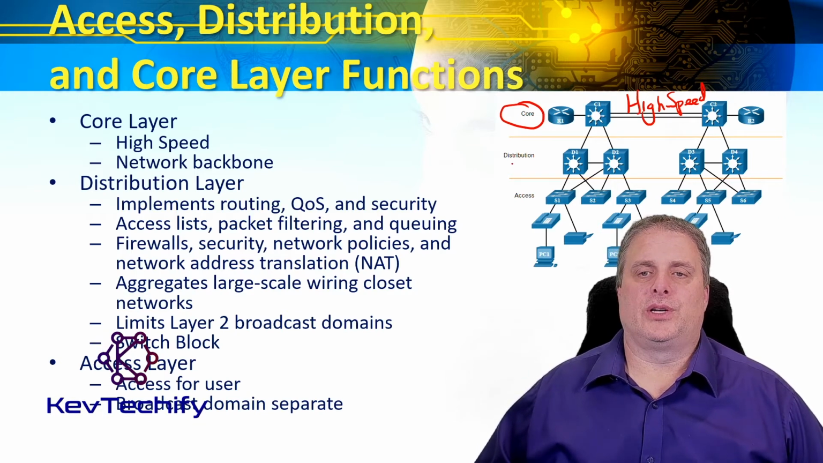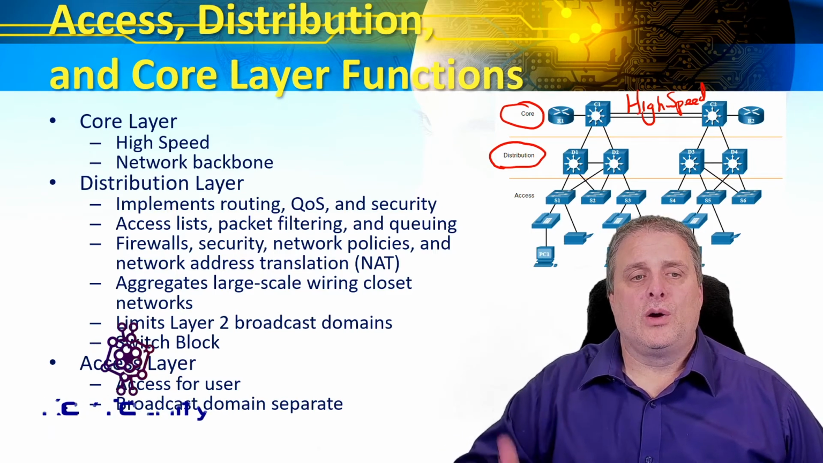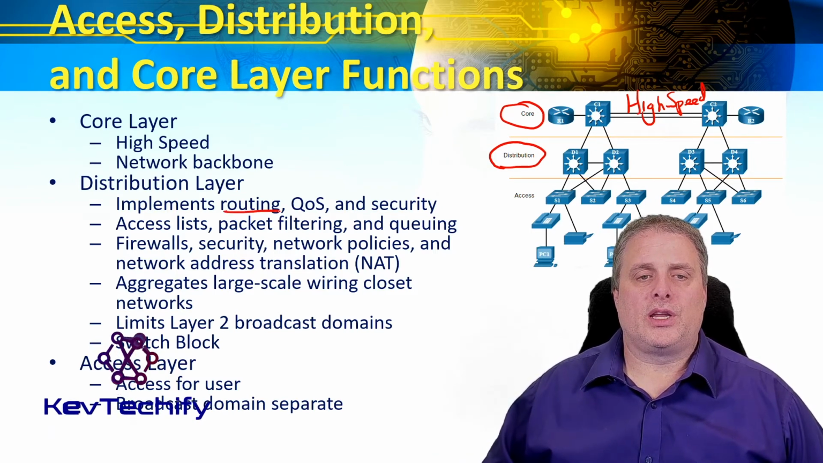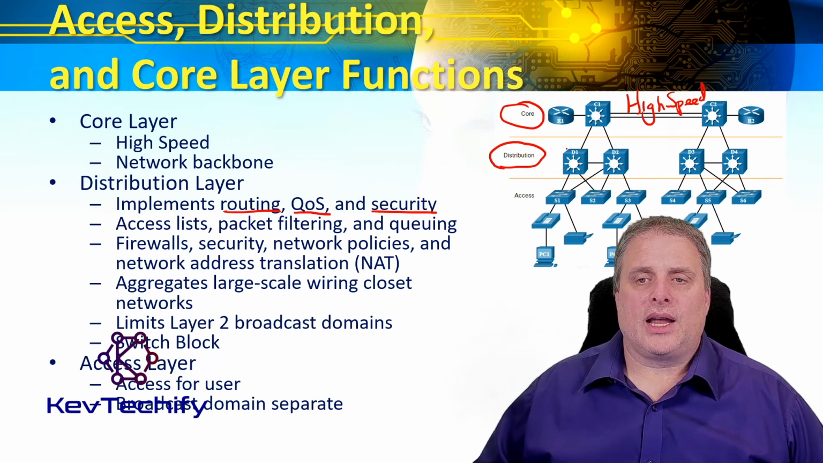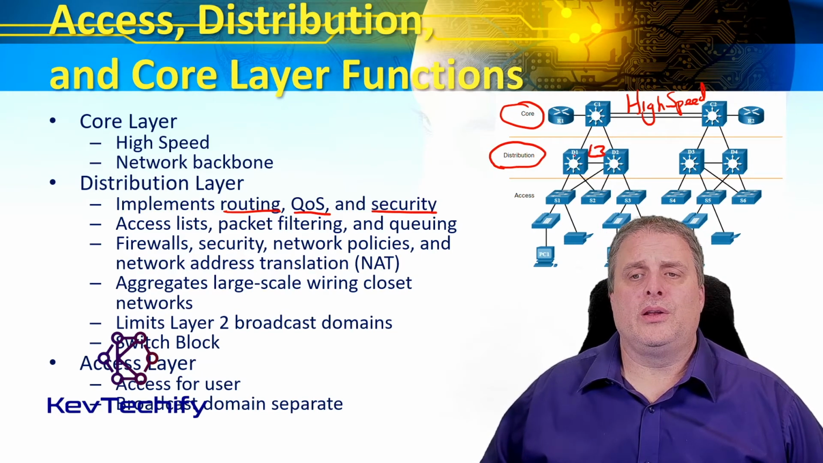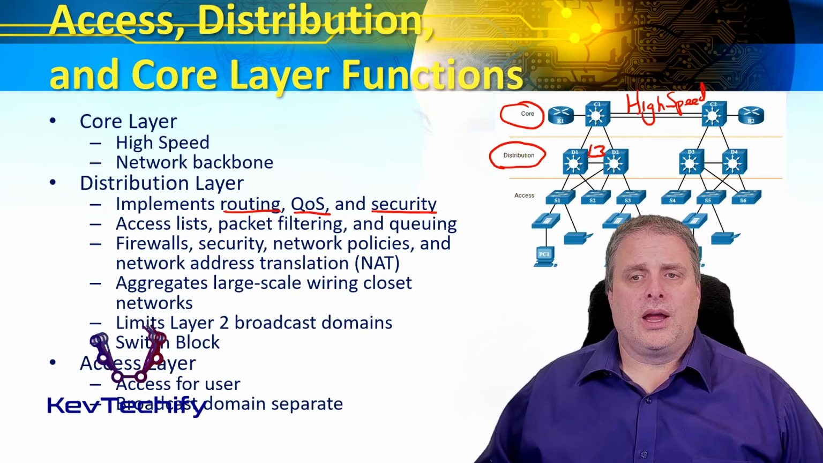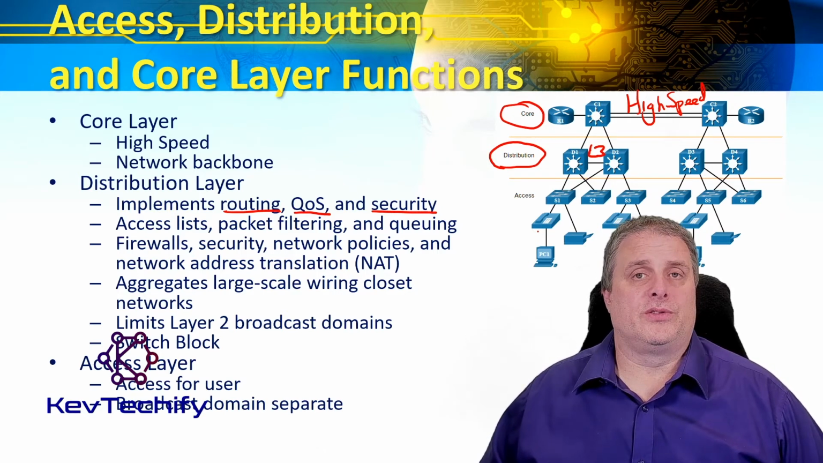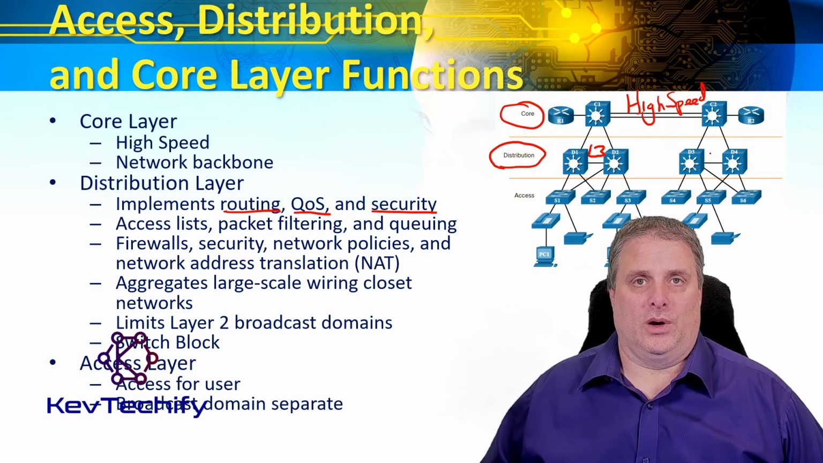Then we have our distribution layer. Our distribution layer is where a lot of the processing happens. Here at the distribution layer, we can implement routing, we can implement QoS, and we can put security in there. These are layer 3 switches, and we can do the routing. We get VLANs. There's lots of VLANs typically in our network. Here at layer 3 is where we route between those VLANs. We also route between the different parts of our network, between one building and another building.